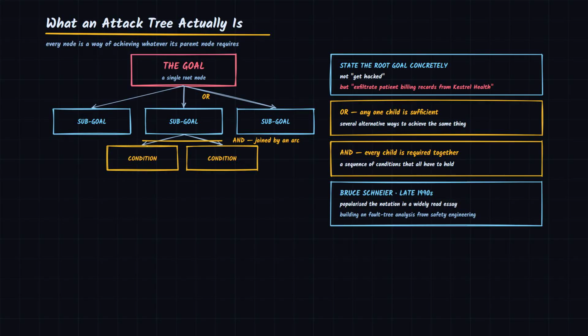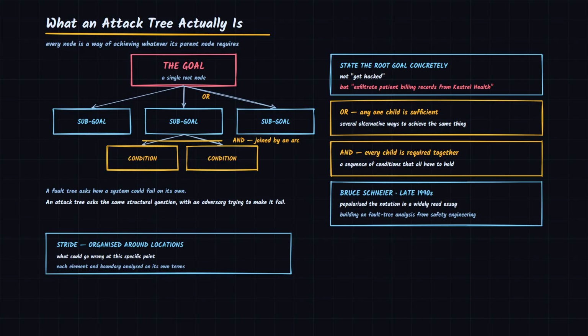It's worth being precise about how this differs from what we've already built this season. STRIDE asks, what could go wrong at this specific point? It's organized around locations in the system, each element and boundary analyzed on its own terms. An attack tree is organized around a goal instead, and shows every alternative and combined path to that one goal, using the individual flaws STRIDE surfaces as the raw material that fills in its nodes.